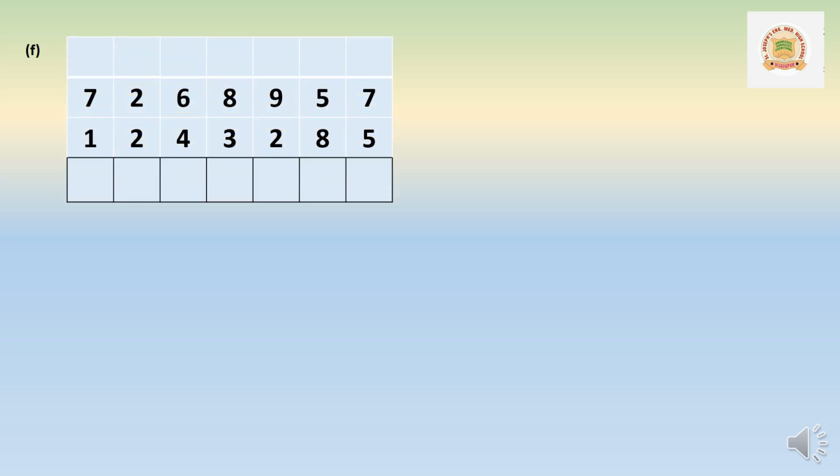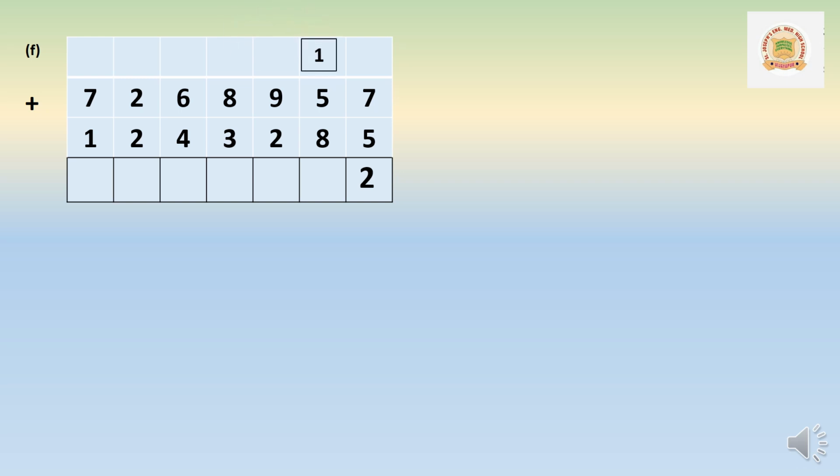So we'll move to the next question. That is F question. 72,68,957 is added to 12,43,285. So add the 7 plus 5, ones number. 7 plus 5 is 12. 2 is in the ones place, 1 will be in the tens place.